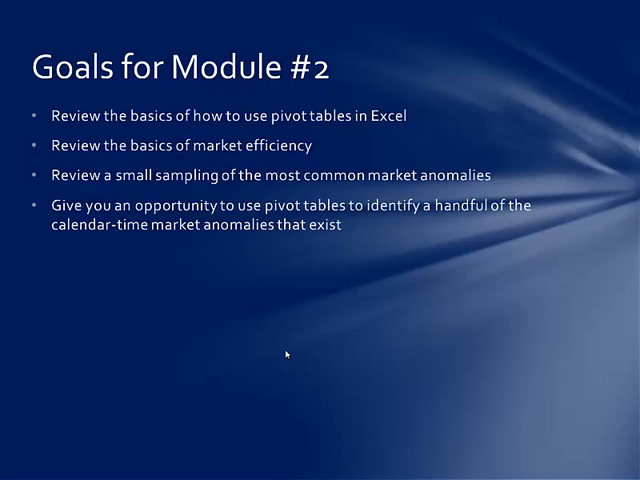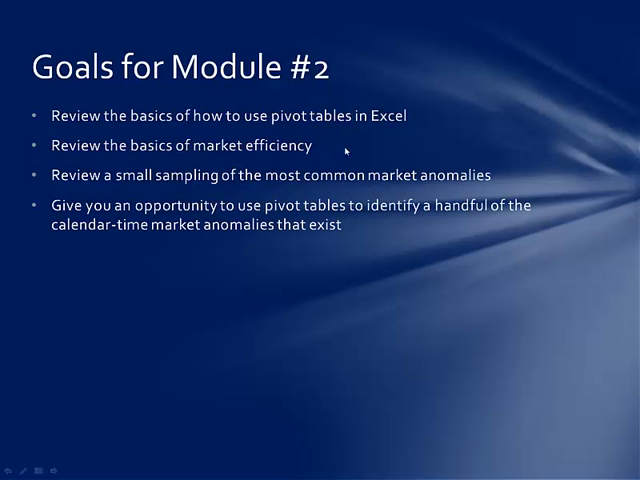We want to review the basics of how to use pivot tables in Excel. We want to review the basics of market efficiency, a very important concept that everyone should have been exposed to. We want to review a small sampling of the most common market anomalies that exist, another subject to which all of you should have been exposed in previous courses. And we want to give you an opportunity to use pivot tables to identify a handful of the calendar time market anomalies that exist. Some of you have had some exposure to that in the past. That's okay. Practice is never a bad thing.